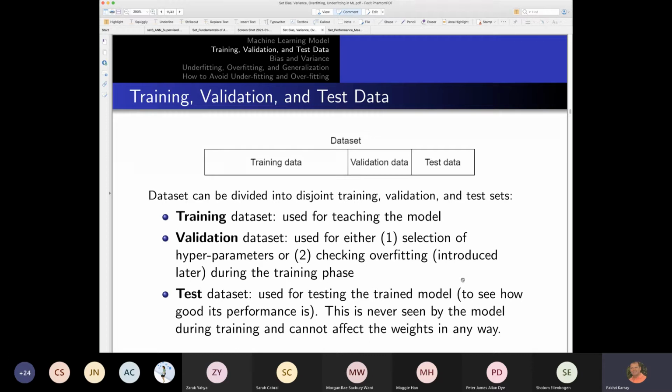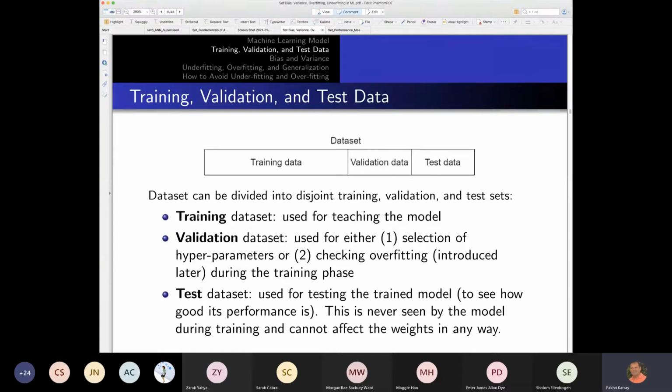The second one is the validation data set, used for selection of hyperparameters, and the hyperparameters are known to be the parameters with which the system operates. And the second use is to check the overfitting, introduced later in this set of lectures, during the training phase. So these are the data that the system utilizes to make sure whether the data and the model are valid or not, or how to improve or tune up the model. And then the test data is used for testing the trained model.